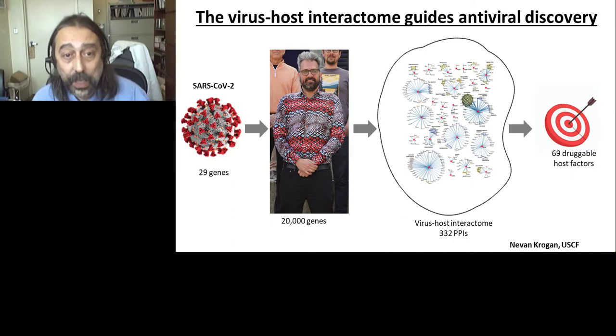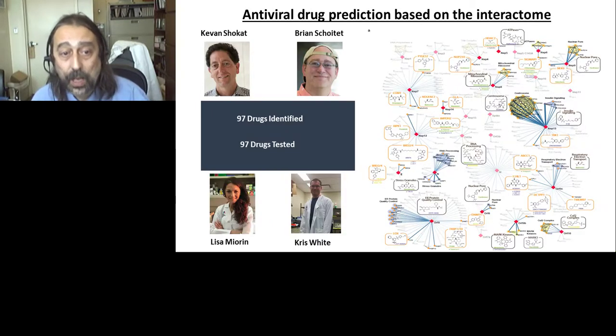So here come Kevin Shokat and Brian Shoichet, our two collaborators who are chemical bioinformaticians. They looked at this map of protein-protein interactions and identified, among the host factors that interact with viral proteins, drugs that specifically target one of these host factors, which is what is included here in this very busy slide. They identified a total of 97 drugs. Then in our lab, Chris White, with the help of Lisa Miorin and Elena Moreno, has been testing these drugs for their ability to inhibit viral replication. And we have some hits, meaning we have identified some inhibitors of viral replication.